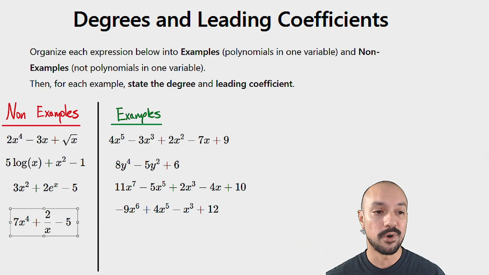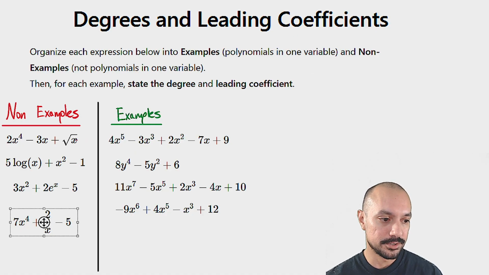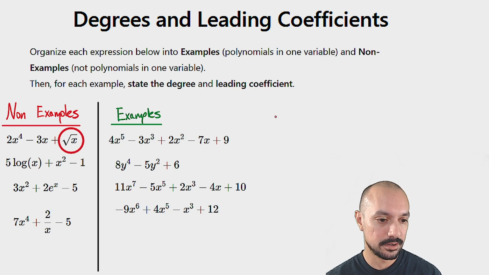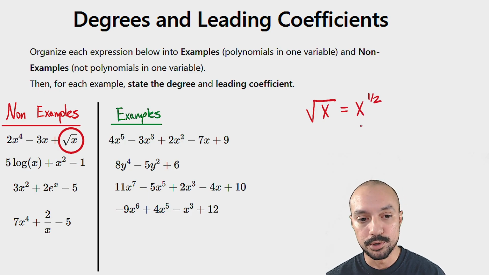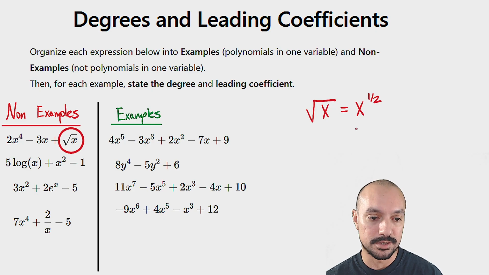So let's talk about why the non-examples do not work. On the first non-example, this doesn't work because we have the square root of x here. The square root of x is equal to x to the 1/2, and polynomials need to have positive integer exponents.